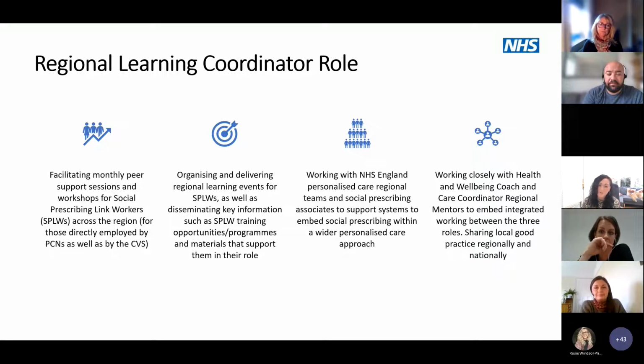So I know we're rushed for time, so I'll move on really quickly, but just to say we will put our contact details in the chat, get in touch, and we're happy to have conversations about how we can support you and work with the link workers to ensure that they can work as part of the personalised care multidisciplinary team roles. That's brilliant.